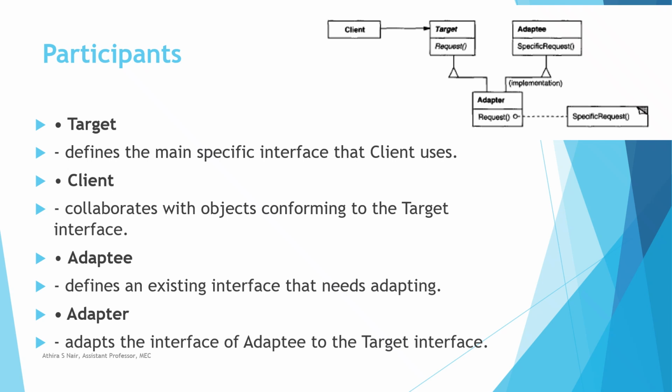So the participants are: first is target. This defines the domain specific interface that client uses. Client collaborates with objects conforming to the target interface. Adaptee defines an existing interface that needs adapting, and adapter adapts the interface of adaptee to the target interface. So a class adapter uses multiple inheritance to adapt one interface to another. An object adapter relies on object composition.